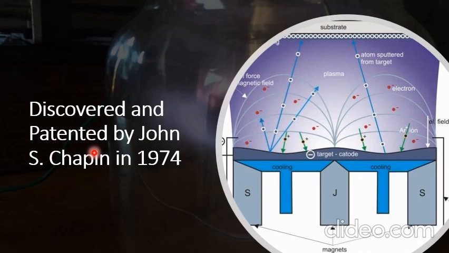The rotatable magnetron sputtering instruments were invented somewhere around 1921. However, they were patented somewhere around 1962. They came into the limelight somewhere between 1980 and 1990. They were patented in 1962, however they came into the limelight somewhere between 1980 and 1992.